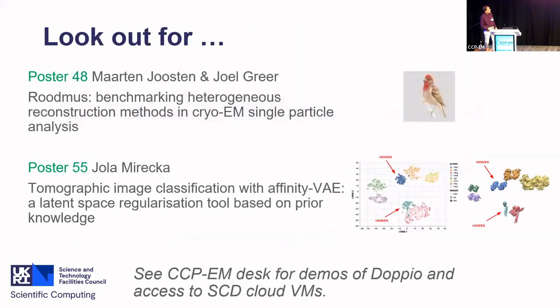Finally, I'd like to highlight a couple of posters that are in the session here. Poster 48 is on RUDMAS, which is a toolkit for looking at heterogeneous reconstruction. Go and have a look at that poster. And then poster 55 from Yola is looking at image classification using an affinity autoencoder. Just a reminder to come to the CCP-EM desk if you want to find out anything more about Doppio.